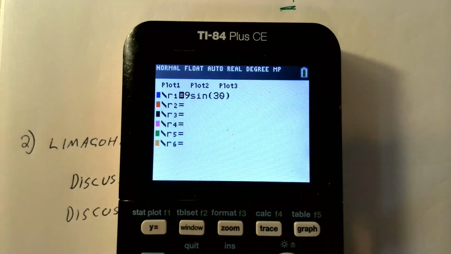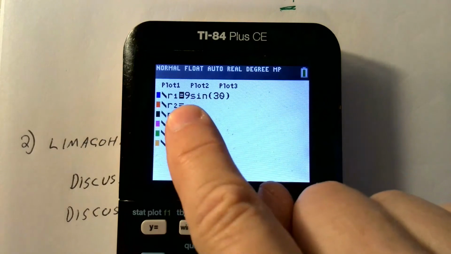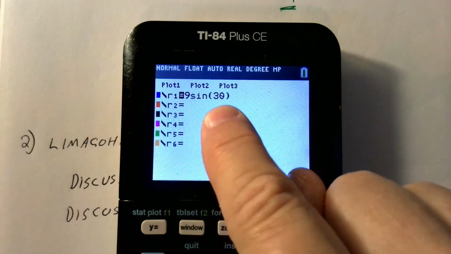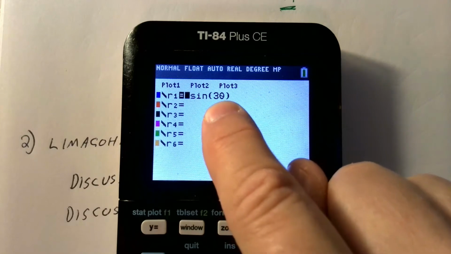Okay, so so far we've learned the 9 extends the petal length. The 3 right here is always double. If it's an odd number, they overlap. If it's an even number, we can see them.